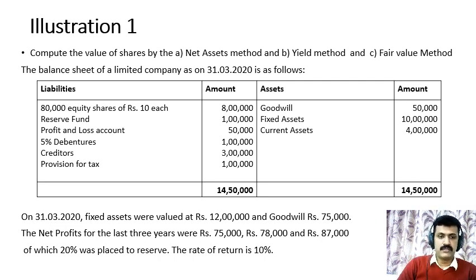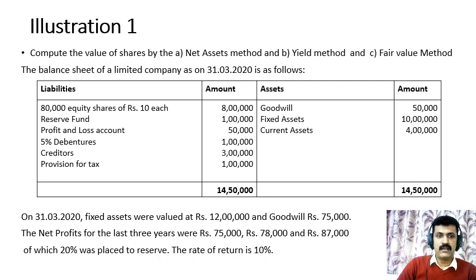In the adjustments, on 31st March 2020, fixed assets were valued at rupees 12 lakhs and goodwill rupees 75,000. The net profits for the last 3 years were rupees 75,000, rupees 78,000 and rupees 87,000, of which 20% was placed to reserve. The rate of return is 10%. So this is the information provided to you in the problem.